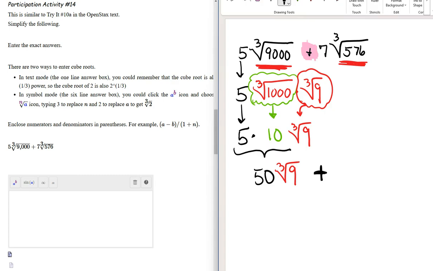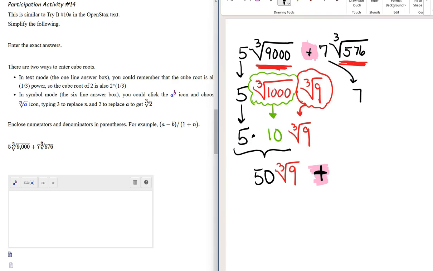Plus, and here's my plus sign, right? I still have this plus sign in between. Now I'm going to come over to this one, and the 7 is still there. Now, 576. Sometimes this is difficult, but I would start and ask myself, what's the smallest perfect cube? The smallest perfect cube is 8.